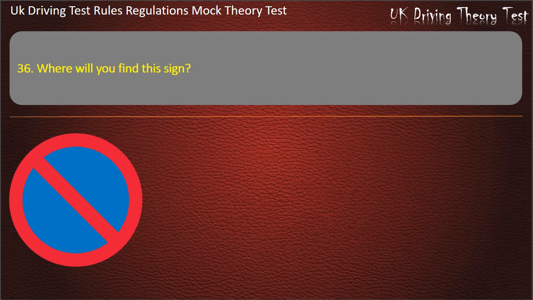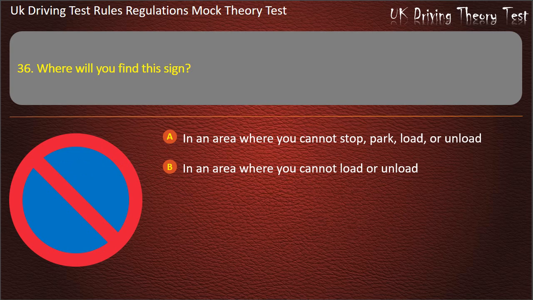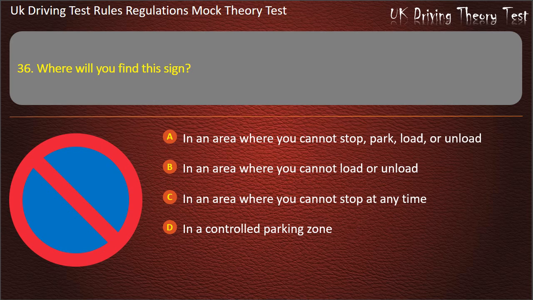Question 36. Where will you find this sign? In an area where you cannot stop, park, load, or unload. In an area where you cannot load or unload. In an area where you cannot stop at any time. In a controlled parking zone. Answer. In a controlled parking zone.